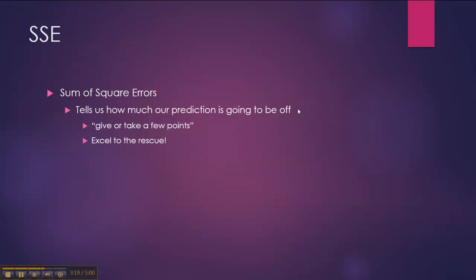Okay. So let's talk about the sum of square errors. These tell us how much our prediction is going to be off in general. Like basically it's going to be off, like it's this, give or take a few points. But that's really annoying to calculate by hand. If you look in the chapters, which I'm sure some of you did, and looked at the equations and went, what the crap?